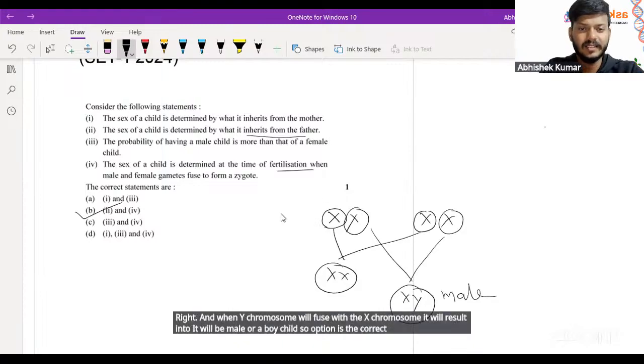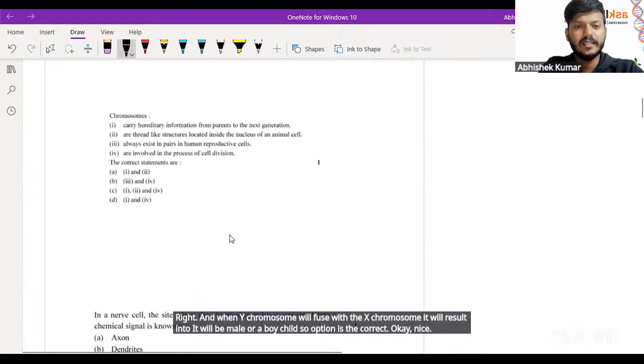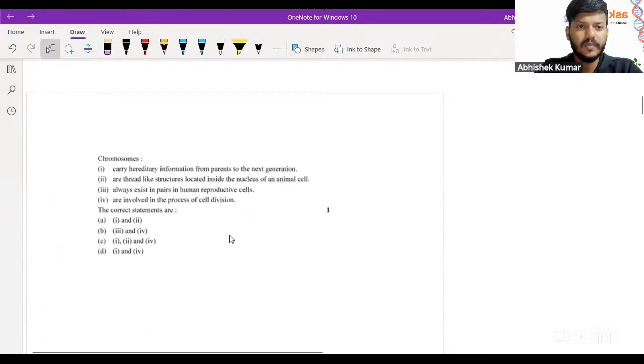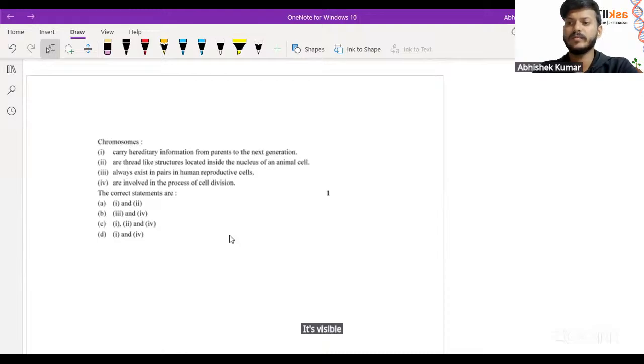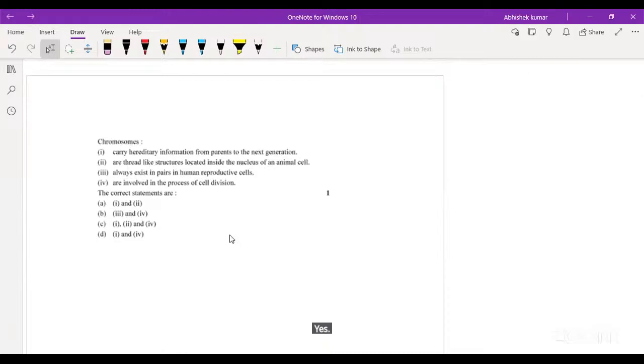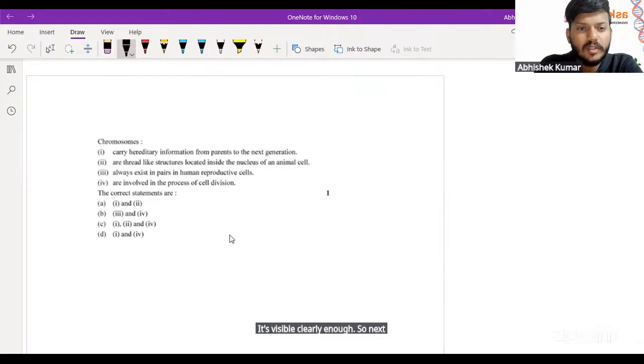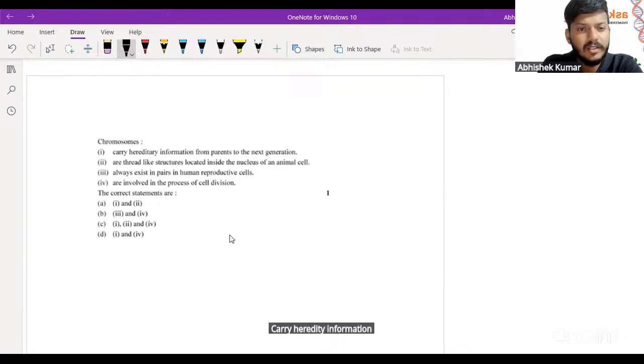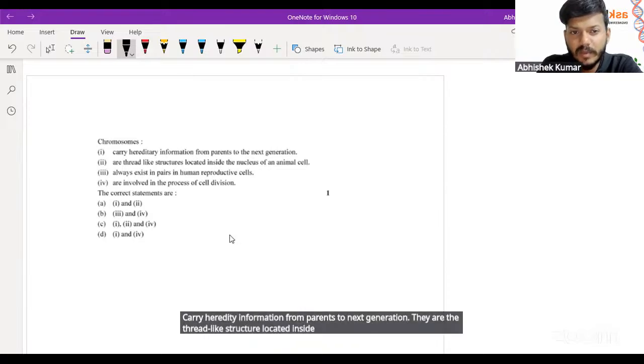Okay, nice. Then the next question is about chromosomes. It's visible clearly? Yes, sir. There are four options. They carry heredity information from parents to the next generation. They are thread-like structures located inside the nucleus of an animal, always exist in pairs in human reproductive cells, and are involved in the process of cell division.